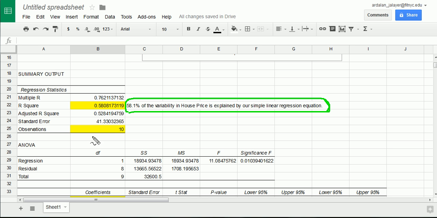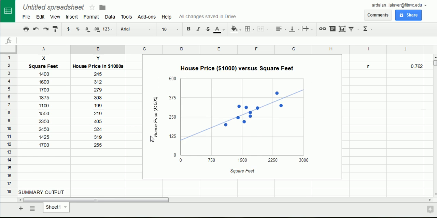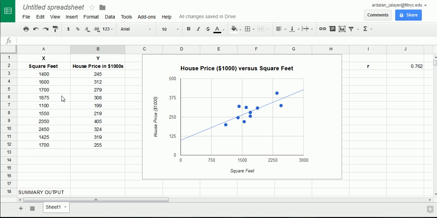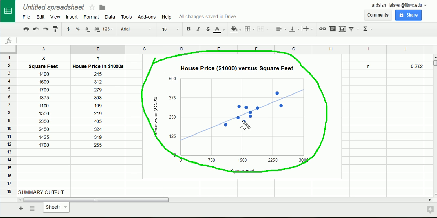Okay? By the way, I highlighted this earlier, observations. Well, that's just n, right? Okay? So we've assessed our model. Let's just recap. We had data. We had an objective. We were a real estate broker, and we wanted to predict house prices using how many square feet a house has. We start to learn about this relationship by making a scatter plot. The scatter plot shows us in this case that there is a positive linear relationship, moderate to strong.